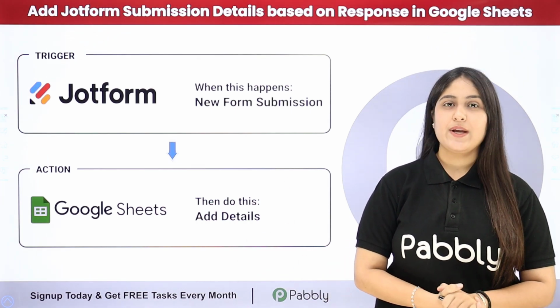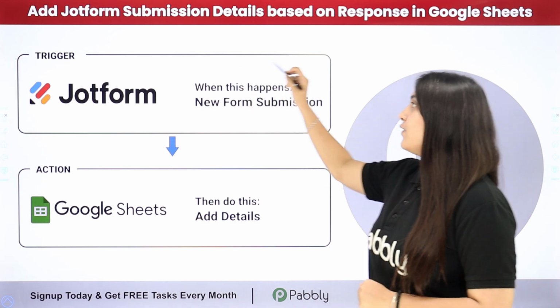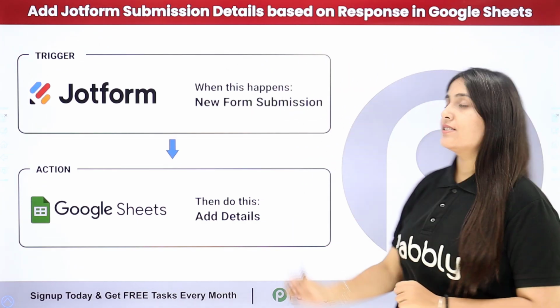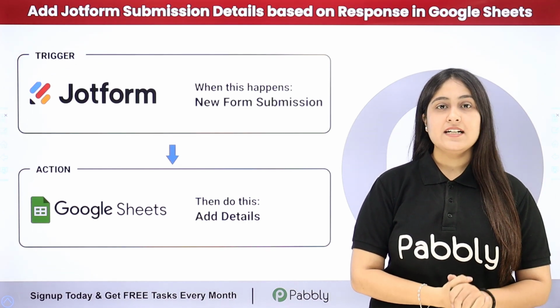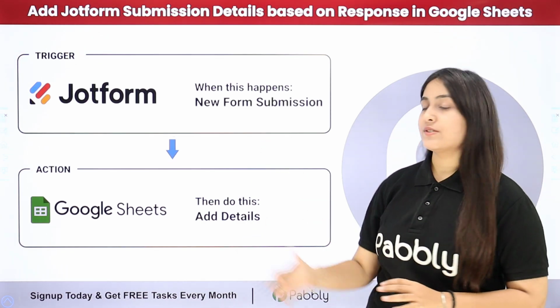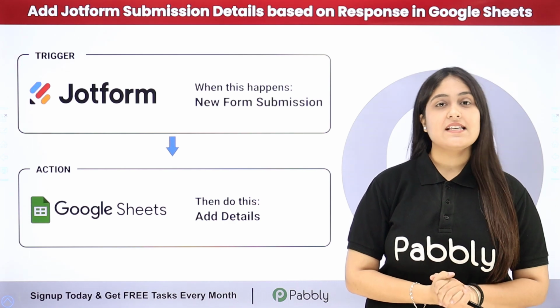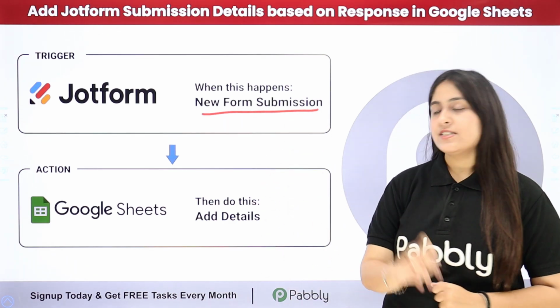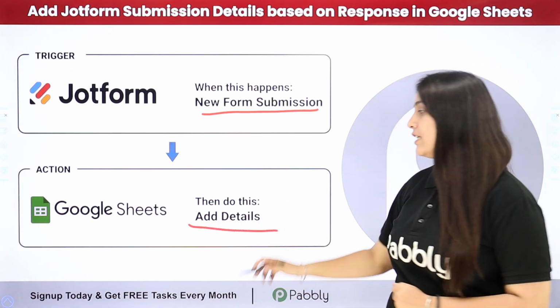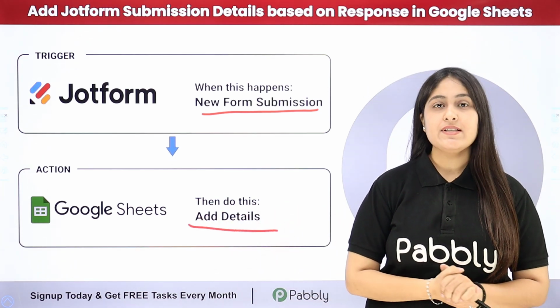So in this video we are going to understand how to add Jotform submission details based on the response in Google Sheets. I am an owner of an event management company and here I have created an event registration form using Jotform. Now in this case, whenever a new form submission is received, I want that registrant detail to be automatically added in my Google Sheets as a new row based on the category selected.